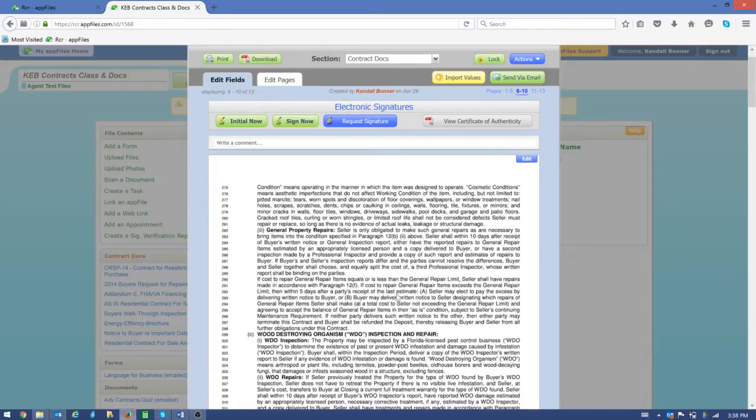Or B, buyer may deliver notice to the seller designating which repairs the buyer wants the seller to make at a cost not to exceed, in this case, for example, $1,000. And then they'll agree to accept the other $500 worth of repairs in an as-is condition.